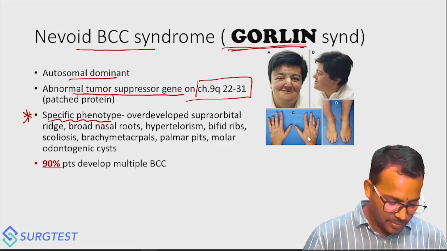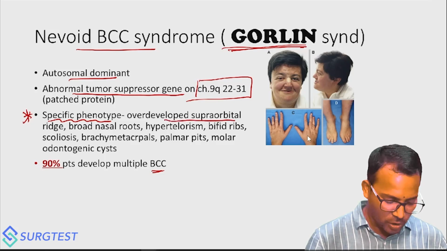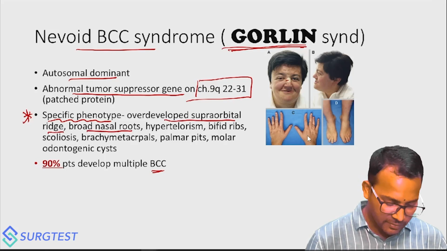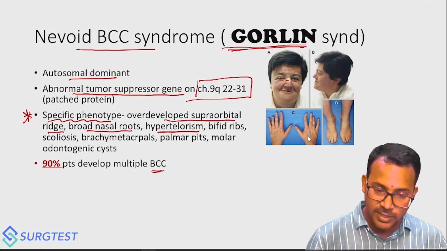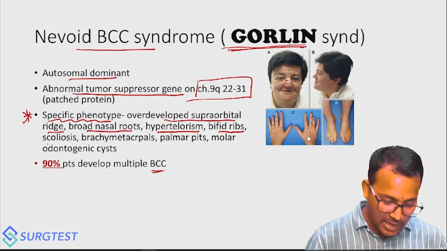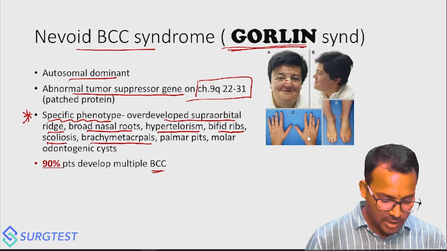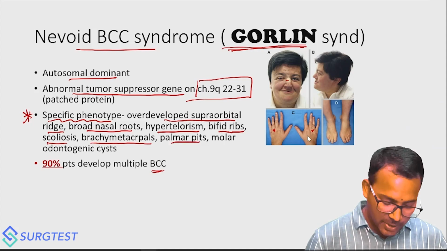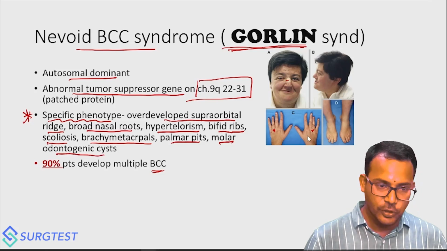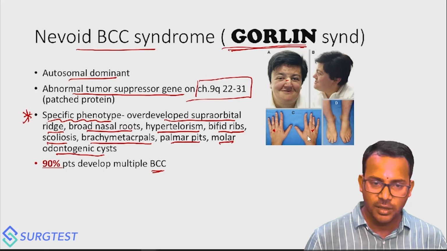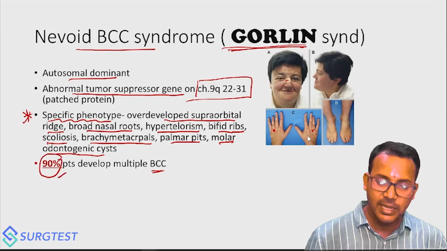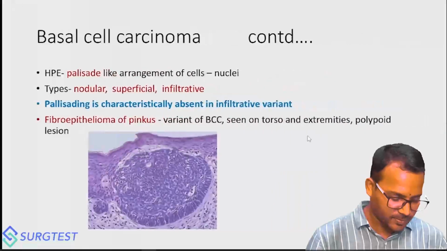Yes, you have multiple basal cell carcinomas, but the phenotype is very peculiar. They have an overdeveloped supraorbital ridge. They have a broad nasal root, as you can see in this diagram. They will have hypertelorism, bifid ribs, and they can have scoliosis. They can have brachymetacarpals, small metacarpals. They will have palmar pits. They have odontogenic keratocysts of the jaw. These specific phenotypic features you have to remember regarding nevoid basal cell carcinoma syndrome. 90% of these patients develop multiple basal cell carcinomas.